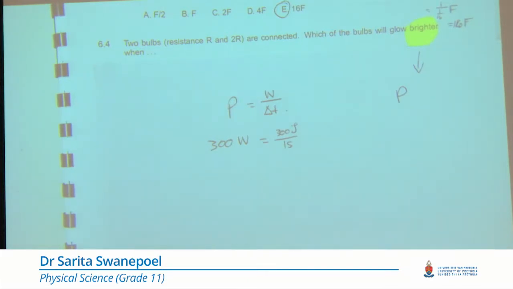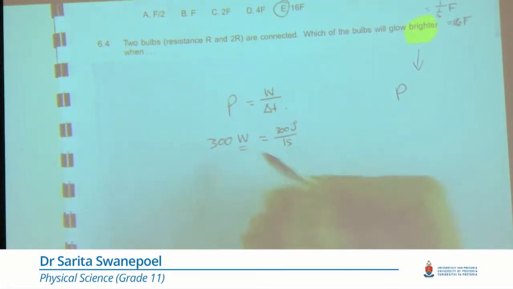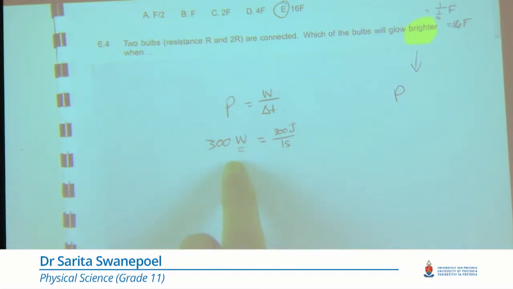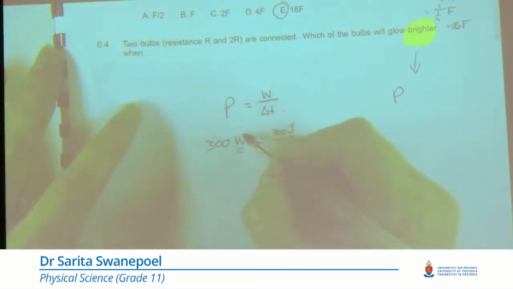So if you have a bigger power, what do we measure power in? Watts. If you have more watts, if you have bigger power, then you will have more energy released every second. So the power is actually the brightness. If there's more light energy released, then it will look brighter to me, because more energy will reach me. So it's all about power.